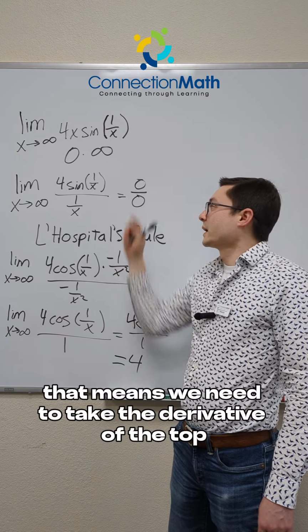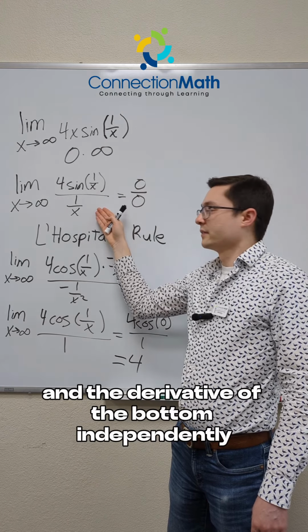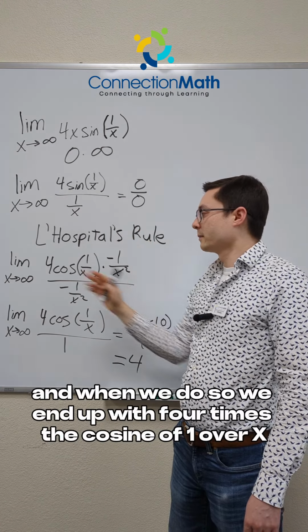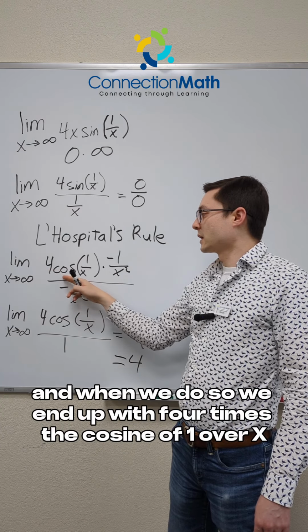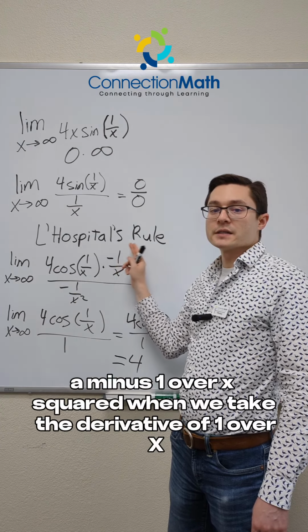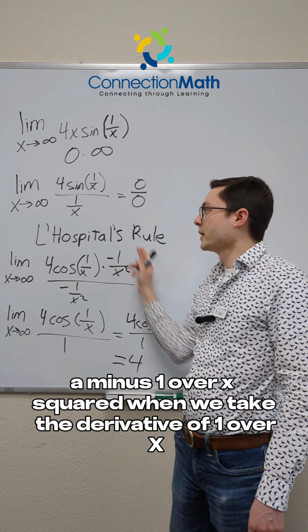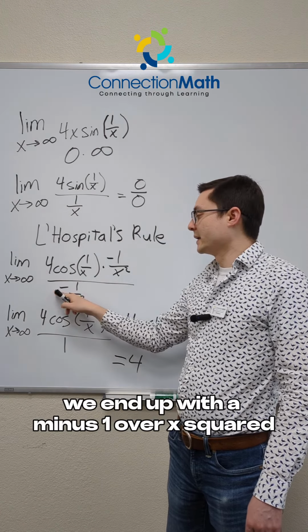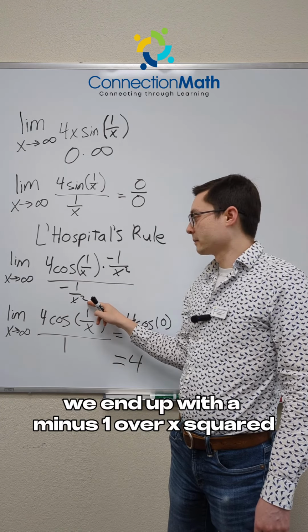That means we need to take the derivative of the top and the derivative of the bottom independently, and when we do so, we end up with 4 times the cosine of 1 over x, and then from our chain rule, a minus 1 over x squared. When we take the derivative of 1 over x, we end up with a minus 1 over x squared.